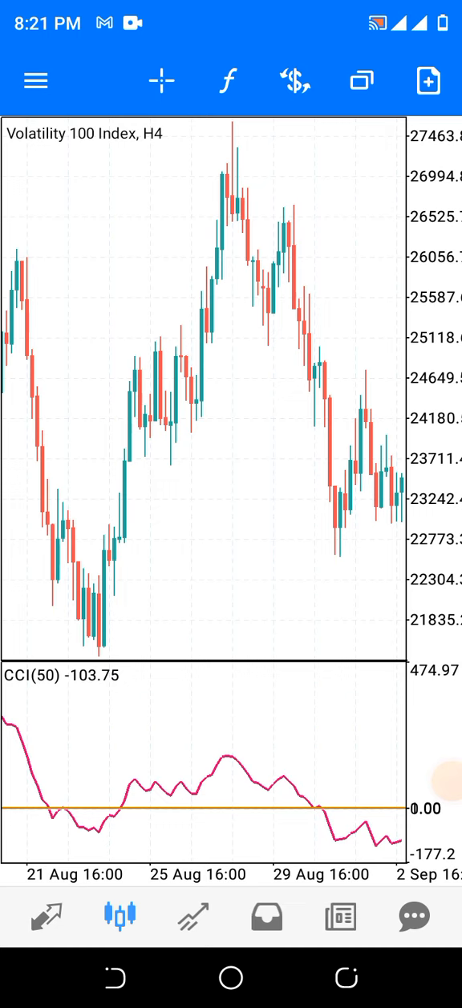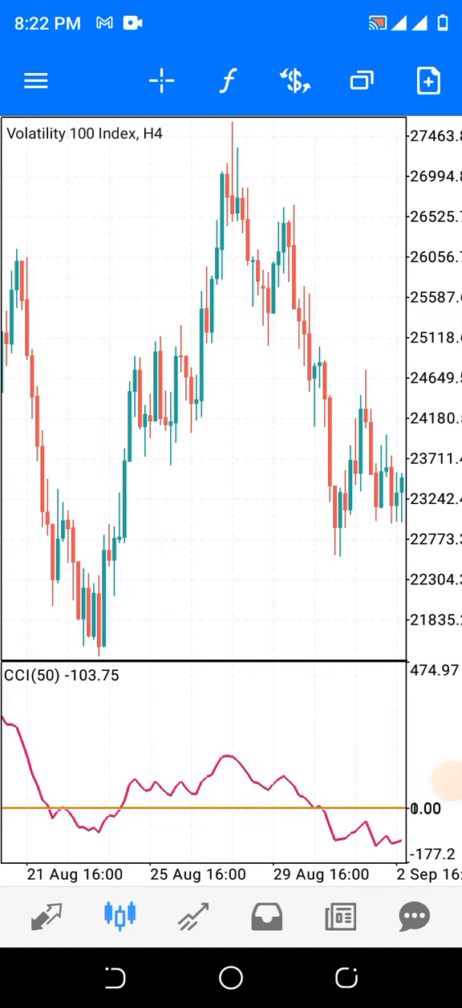Now let me show you how the strategy works. Pay attention, this strategy pays very well. It has been tested over and over. I've been using it for months, so I decided today to share it with you guys. So pay attention. This particular strategy pays very well. Now this is how the strategy works.